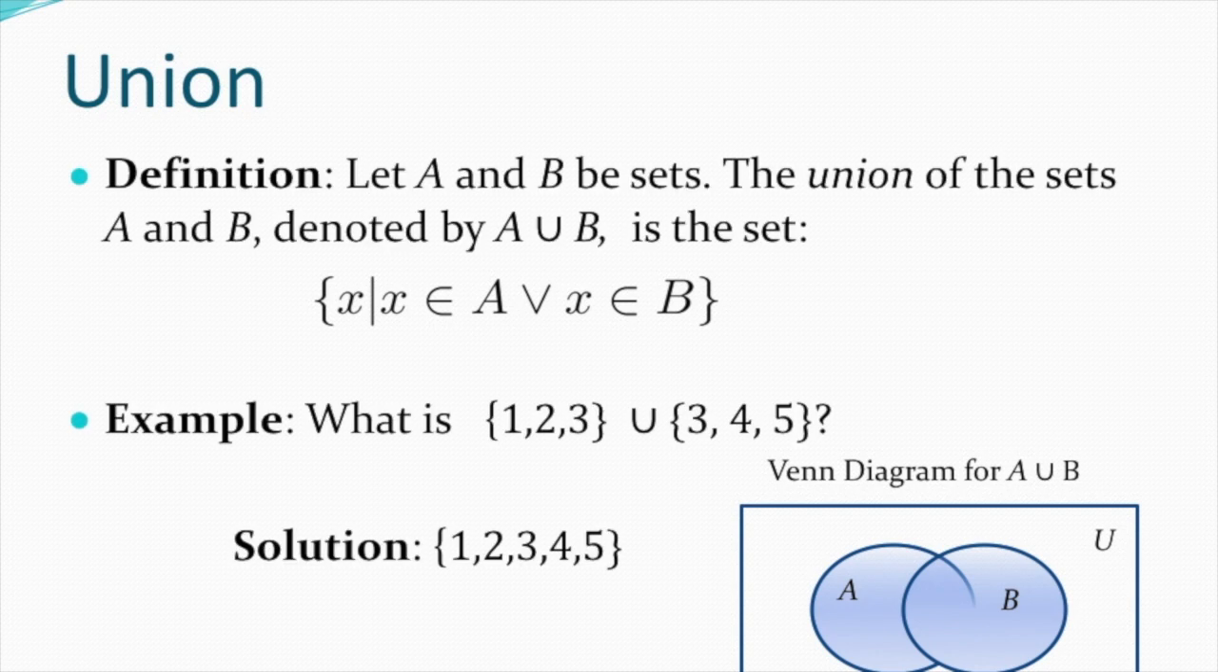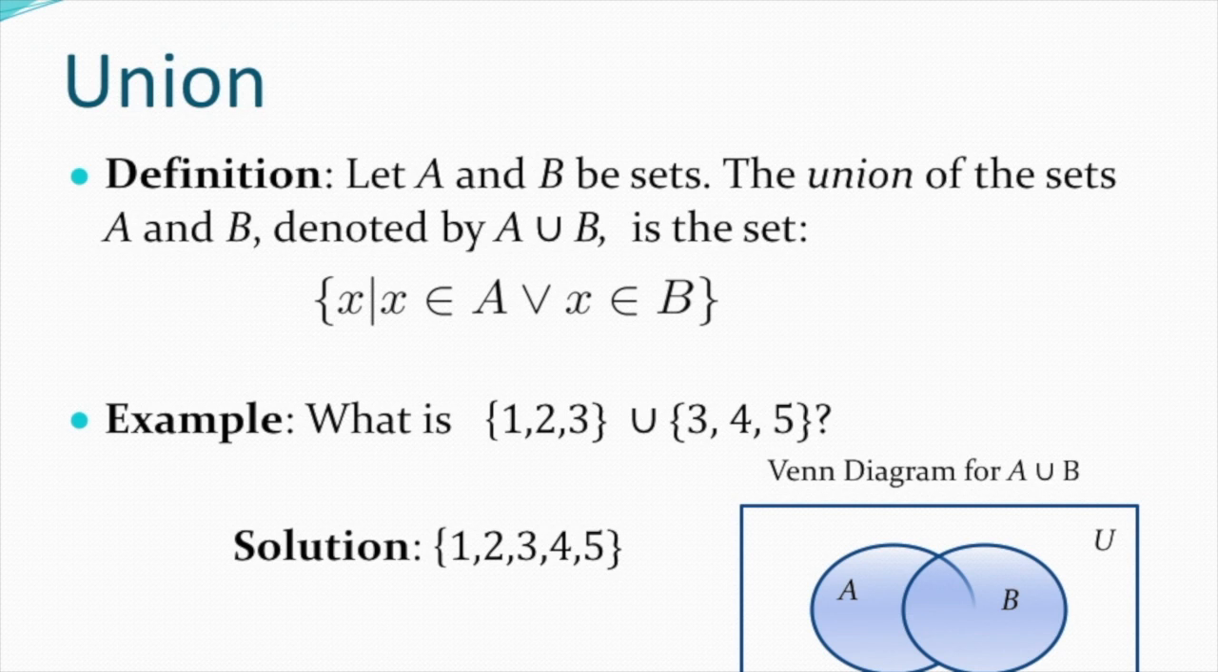So if you have A and B capital sets, the union will be denoted by the upside down horseshoe symbol, which is A union B. Now, the mathematical definition of it, as we said, is X is an element of A or X is an element of B. When you change the "or" to "and", it will be an intersection. It will not be a union.